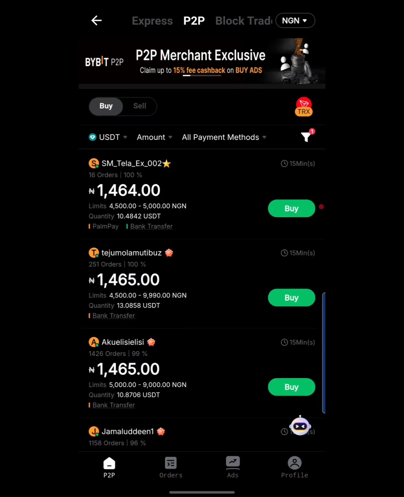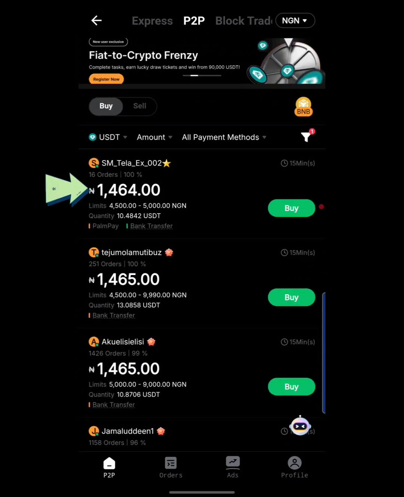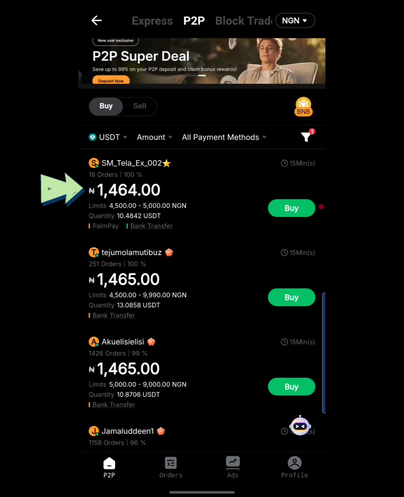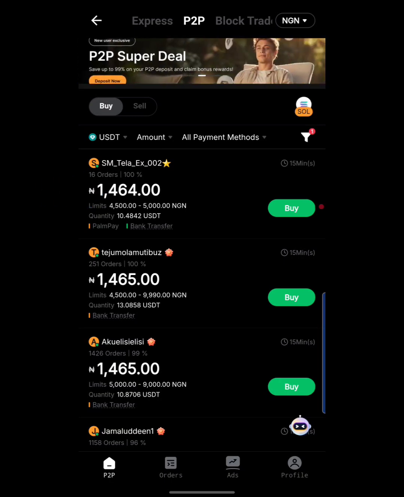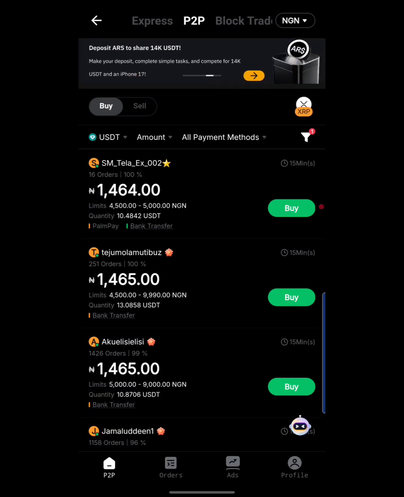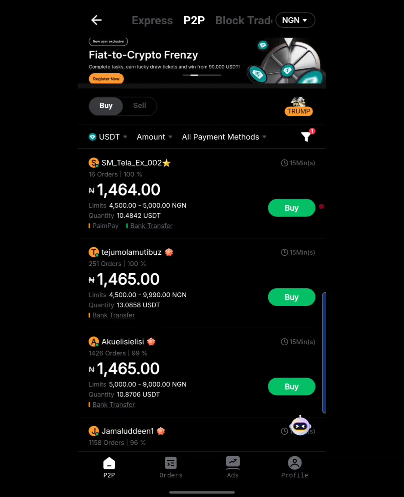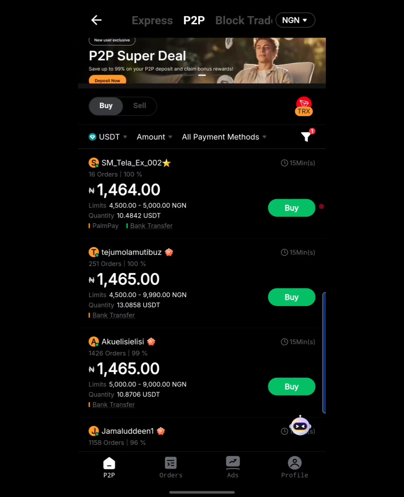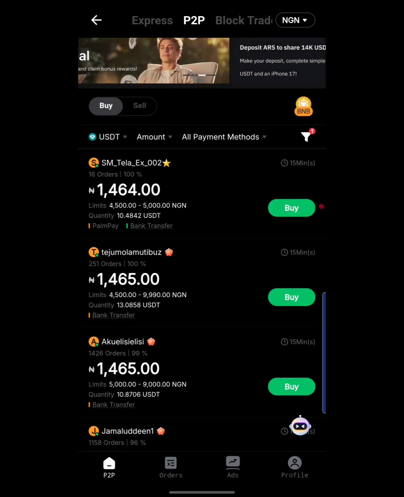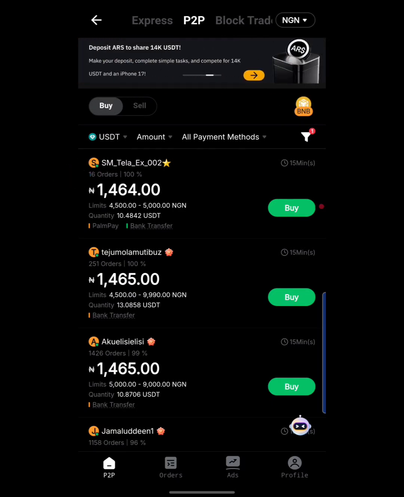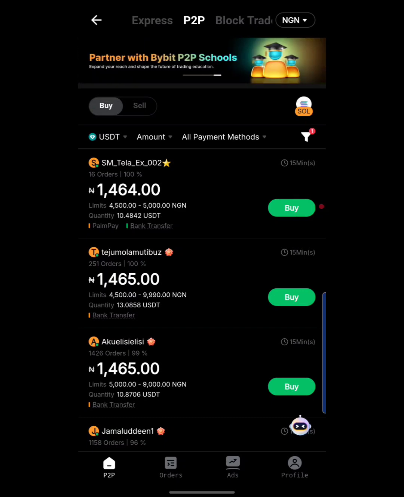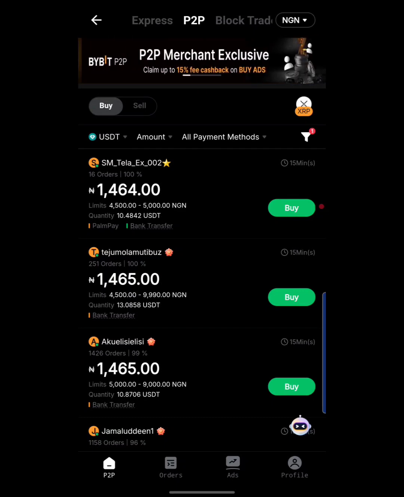So guys, why is this guy selling for 1,464? He's selling for 1,464 because he's trying to be at the top place of the ads right now, as you can see right here. So this guy is trying to sell at a good rate so people can come to him and buy from him. As you can see over here, he's more like a new trader. He has just done about 16 orders and he has a 100% rating score. And as you can see right here, his time frame for delivering all your USDT to you is 15 minutes.